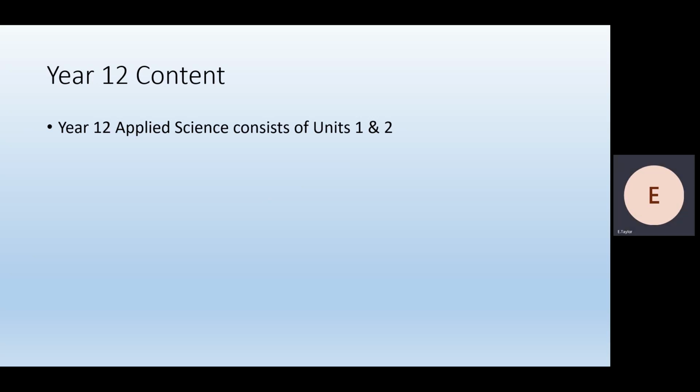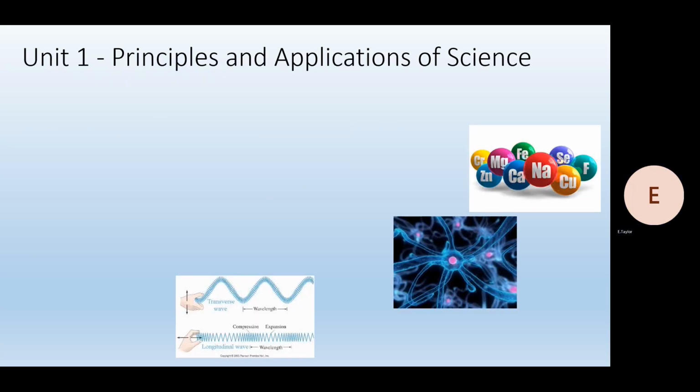Year 12 consists of Units 1 and 2. Unit 1 consists of an exam with a little bit of content, and Unit 2 is the coursework aspect of the course. With Unit 1, this is principles and application of science. With this unit you complete a biology, a chemistry, and a physics part of the course.